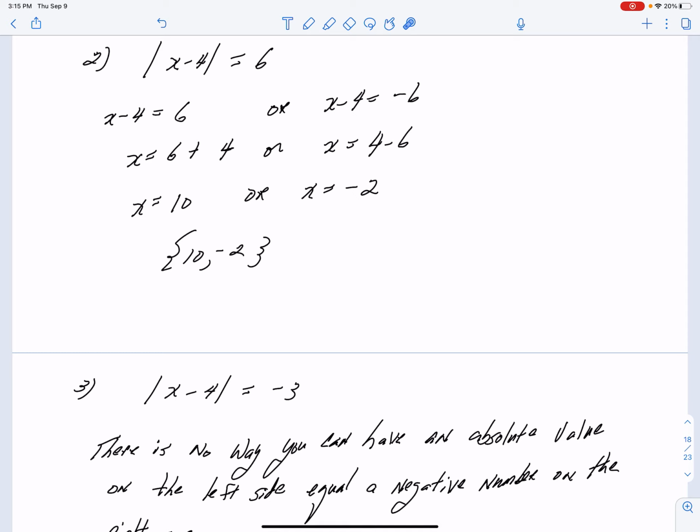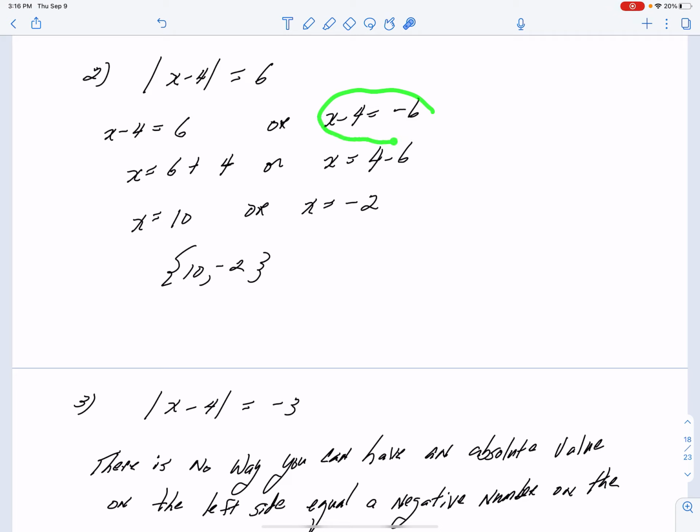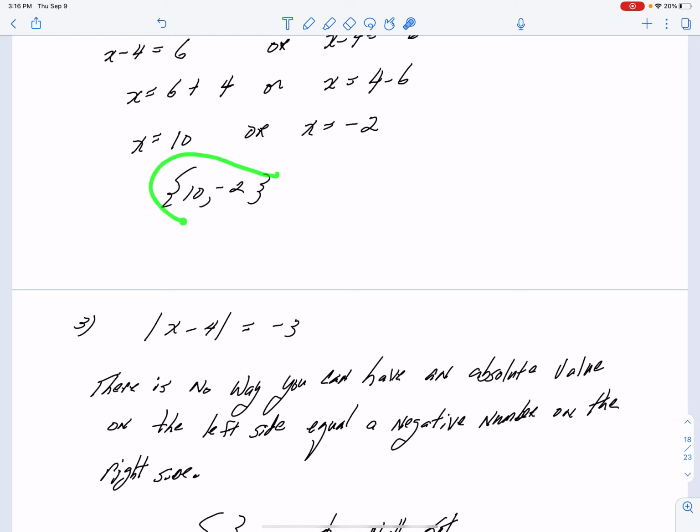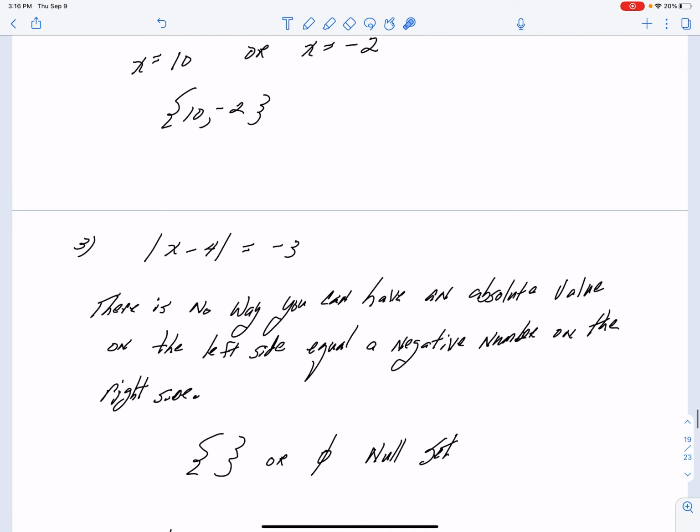And now I take this x minus 4 equals 6, and what? I add 4 to both sides, so I get x equals 6 plus 4, or x equals 10. The other equation, x minus 4 equals minus 6, I add 4 to both sides, and I get x is 4 minus 6, or x is minus 2. So there are my two solutions to that equation, x equals 10 or minus 2.